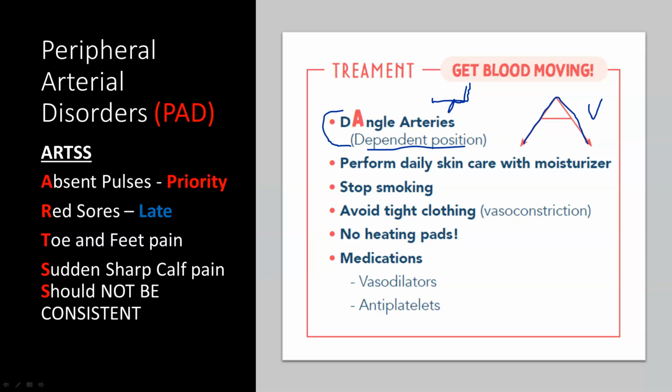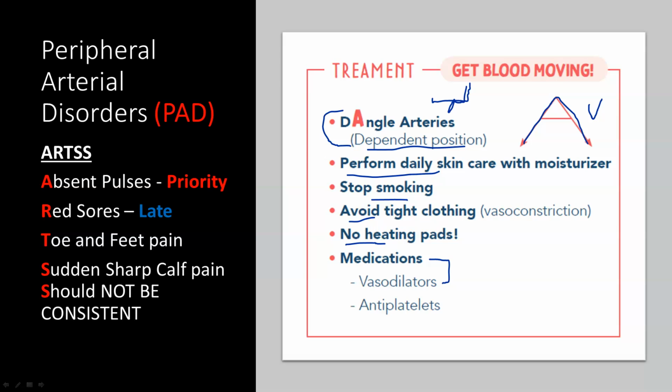Just because there is a huge risk for ulcers and ulcerations, you want to make sure that they're performing daily skin care, promote smoking cessation, avoid tight clothing. Now, we know that we can have damage to the nervous system in the lower extremities. They're not going to be able to feel if they are burning themselves using a heating pad because they have cold feet.